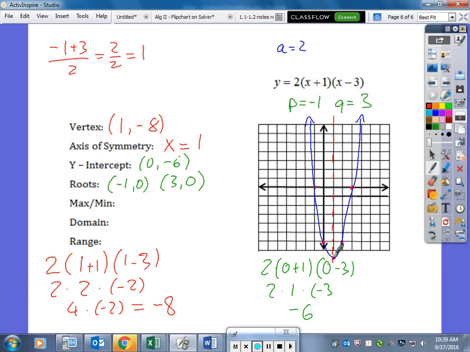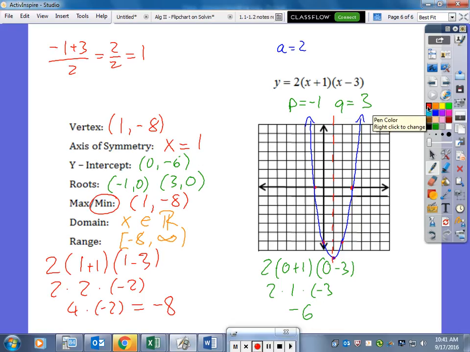Let's talk about our maximum or minimum. This parabola has a minimum because it's pointing upwards, which is at the vertex with the coordinates 1, -8. Our domain, x is an element of the real numbers, and our range starts at -8 and goes all the way to positive infinity.